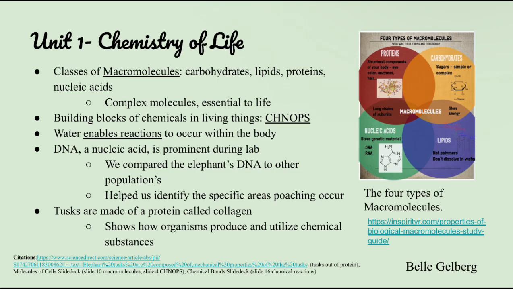And then lastly, the elephant's tusks, which is what we also looked at in the lab, are made of a protein, a macromolecule, that's called collagen. And this shows how organisms produce and utilize chemical substances, because they have them on their bodies and they also utilize them in their ecosystems.